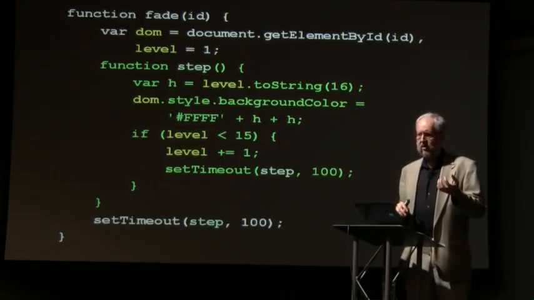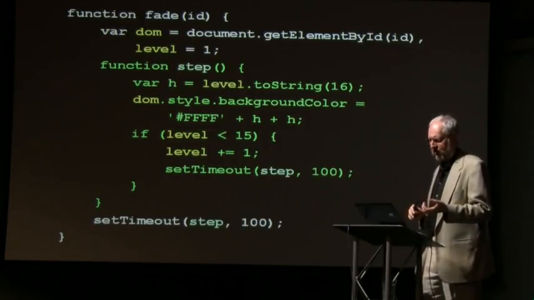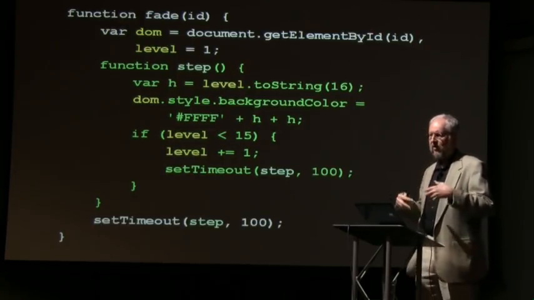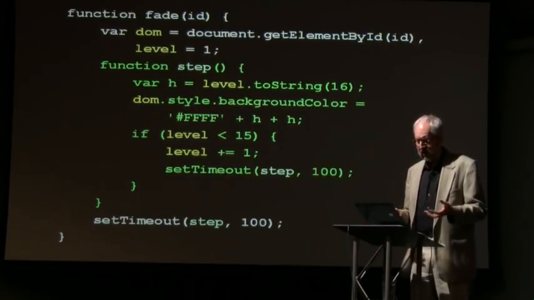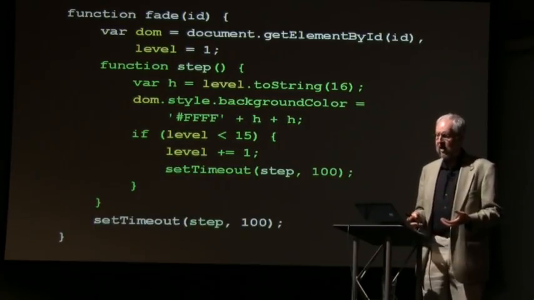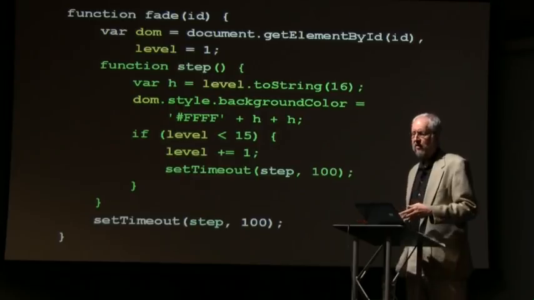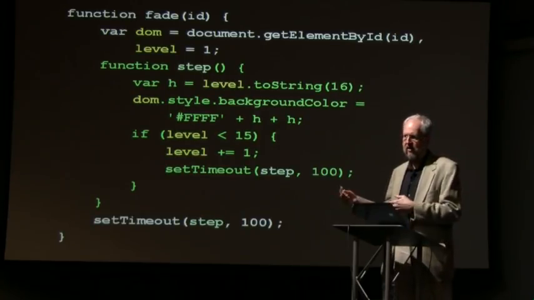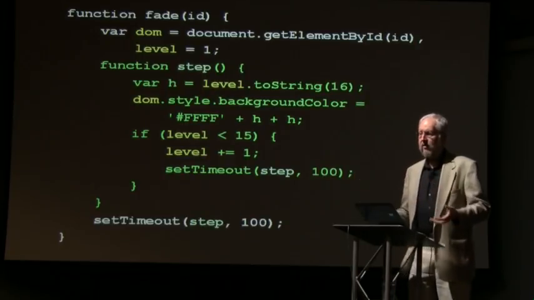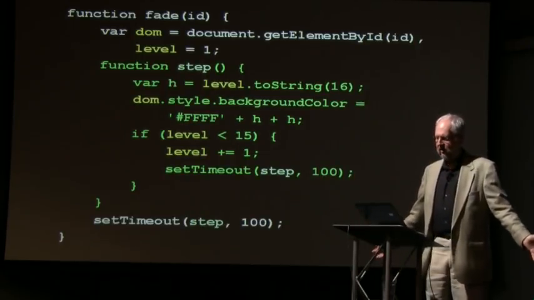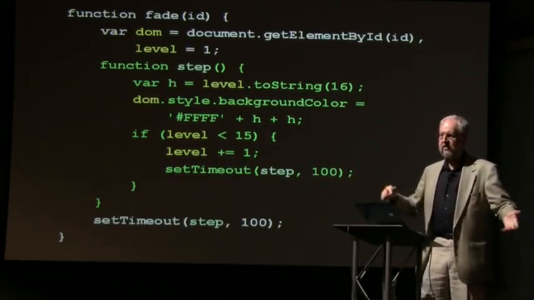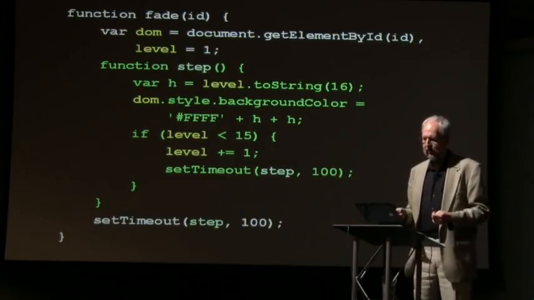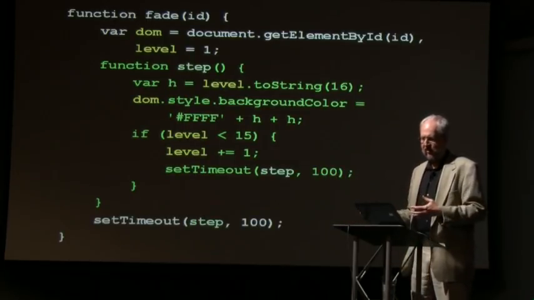And create a variable called level, which I'll set initially to 1. Then I'll define a step function, and then I will call set timeout, passing that step function with a time, so it'll fire in a tenth of a second, and then it returns, done. That's the end of fade. Then suddenly, a tenth of a second later approximately, the step function executes.